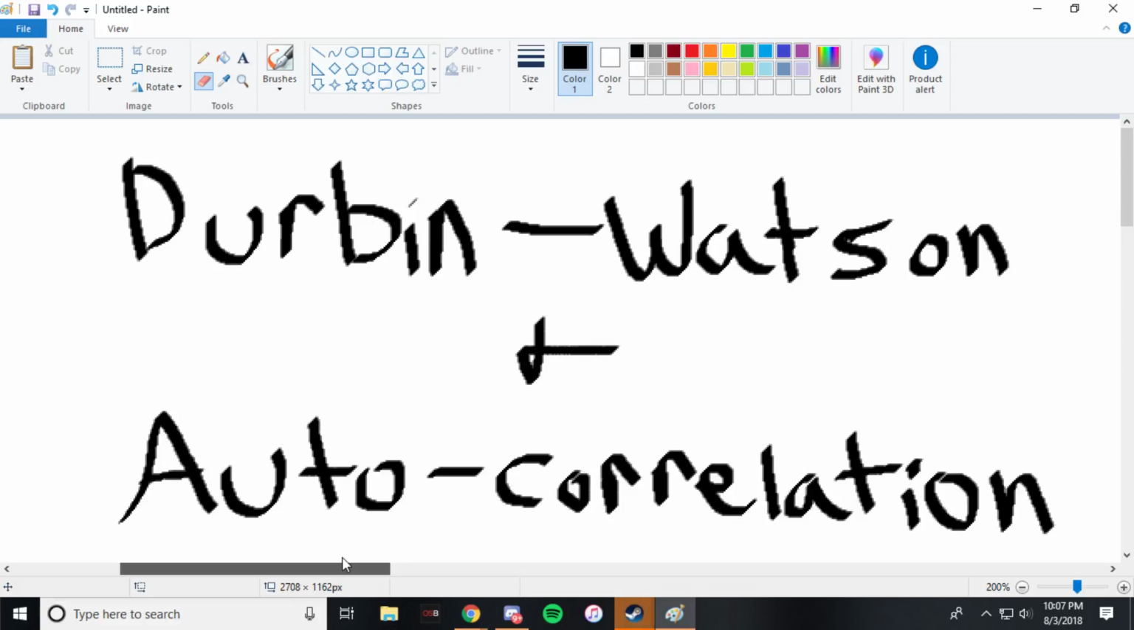The Durbin-Watson statistic and autocorrelation. Our goal today is to explain how to use the Durbin-Watson statistic, if you are given it, to determine whether you have a positive or negative autocorrelation.